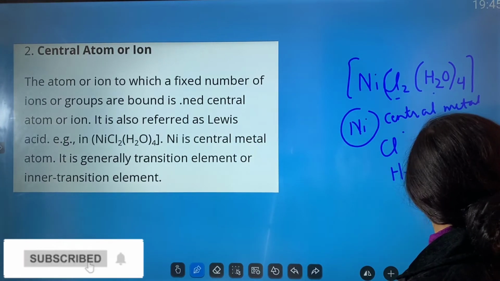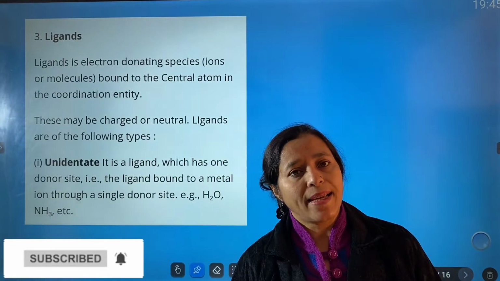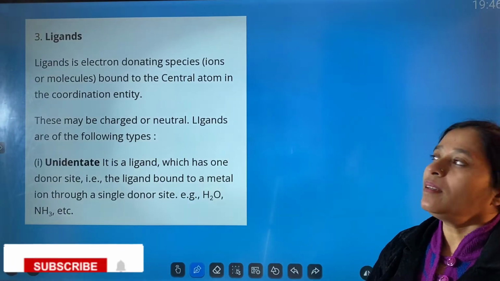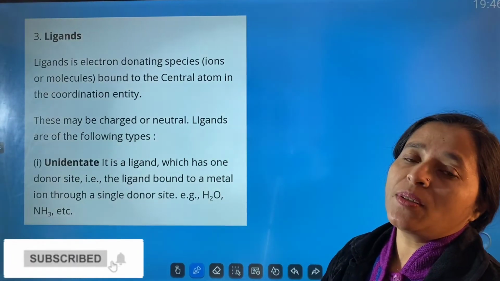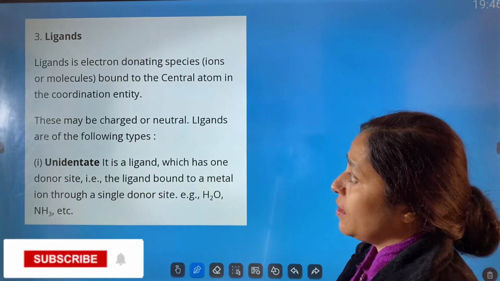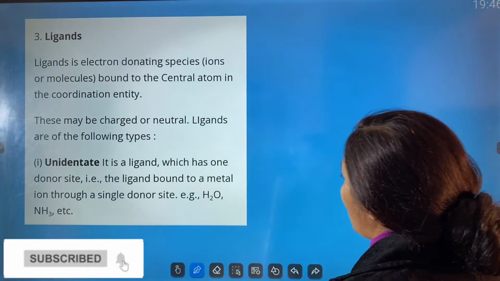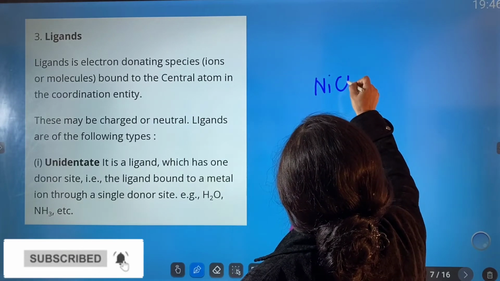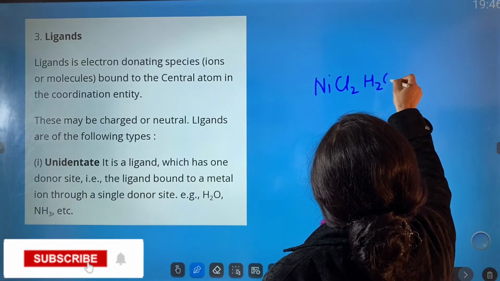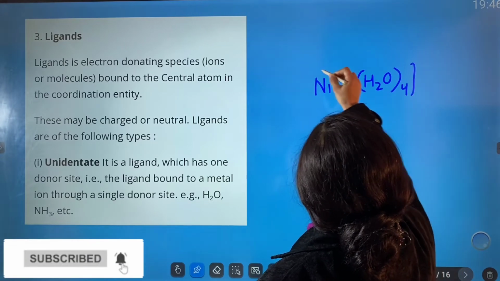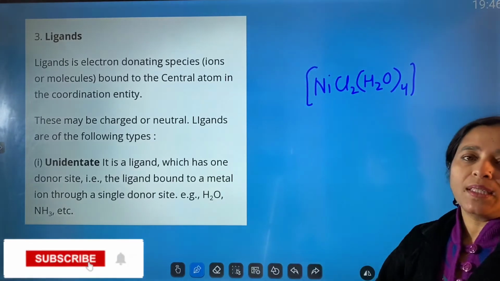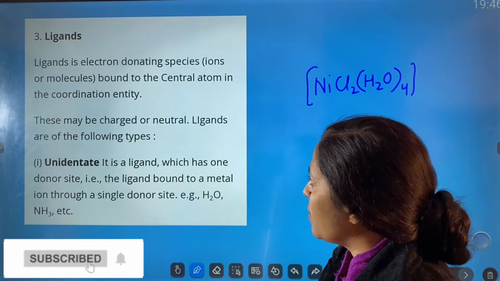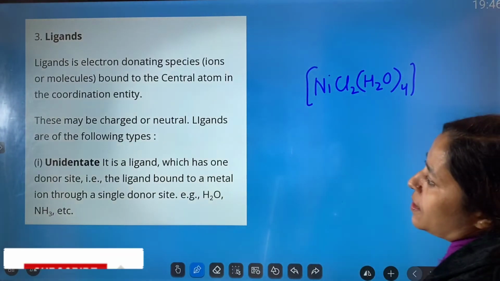I hope it's clear. The next one is ligands. As I have just told you, ligands are electron donating species. They donate electrons to the central metal atom or ion, and we have seen its example also. In this example, we have seen that there are two types of ligands in this complex. Chlorine and water are donating their electrons to the central atom, that is nickel. Now ligands are of different types.